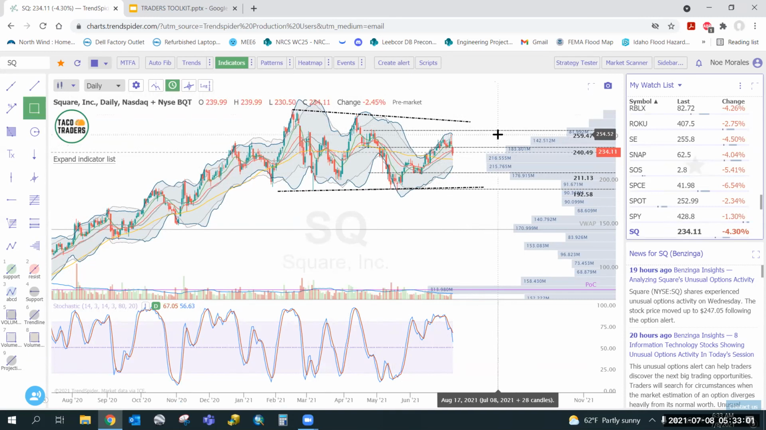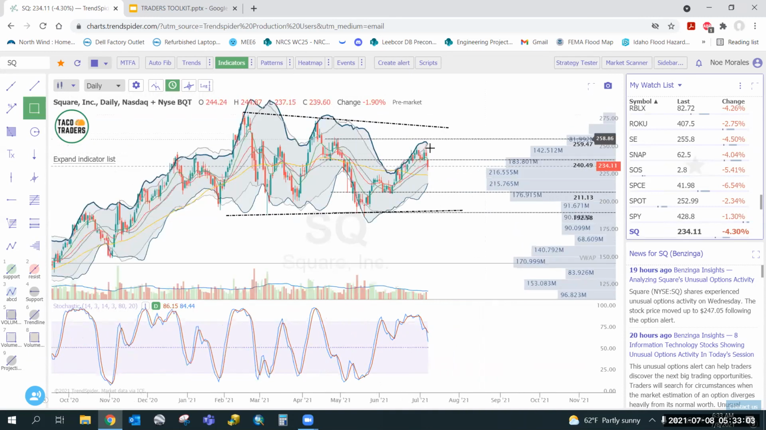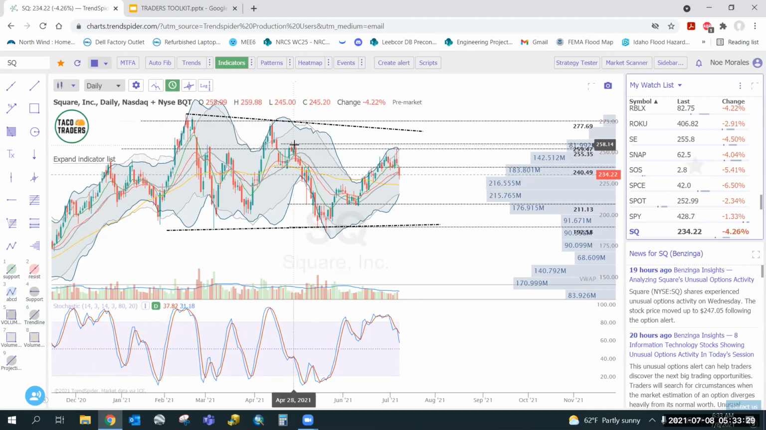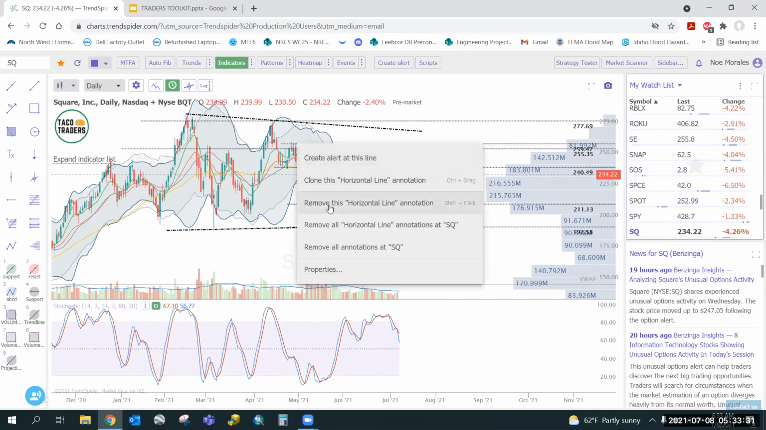If you're planning to enter at the breakout of this, usually we use the previous day's high of day as our entry, unless there's another level that's more important. Then in this case, we set this level right here. Our next level of resistance, if we're going to get calls, is right here. I'm going to delete this one.